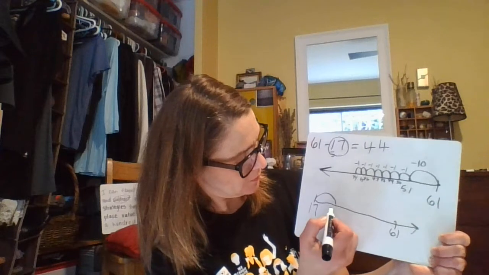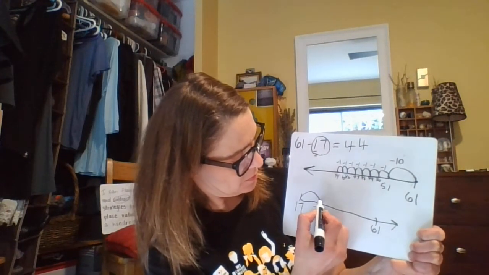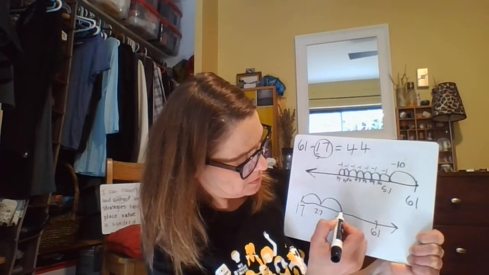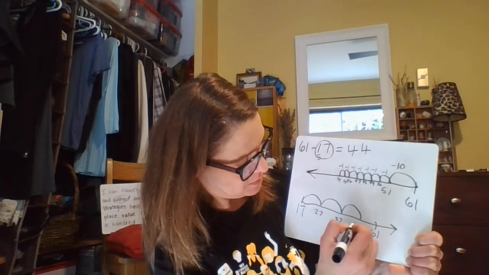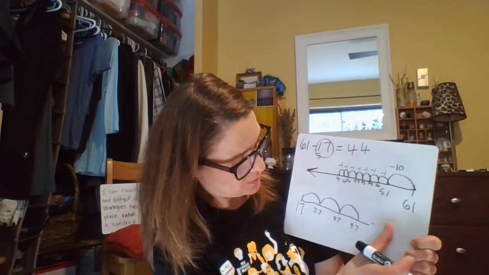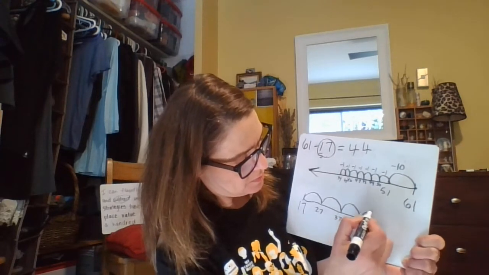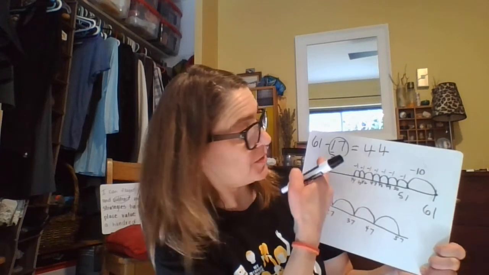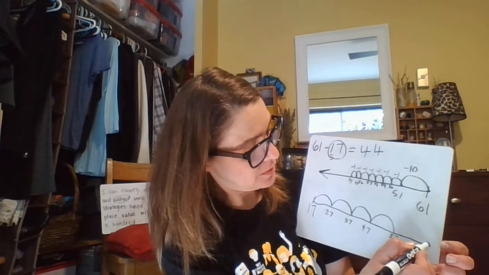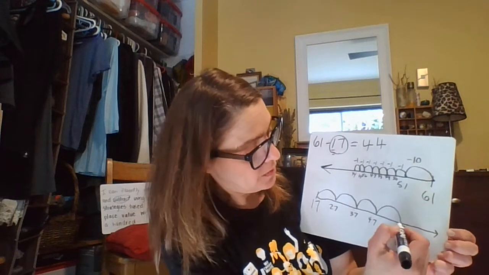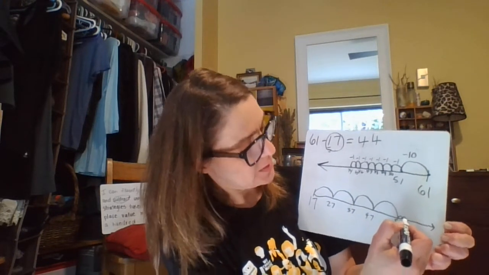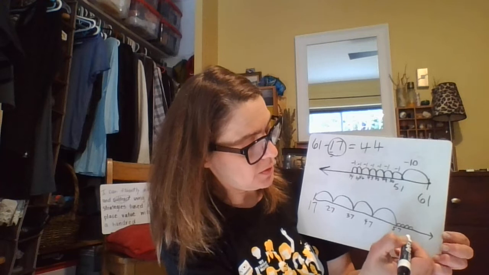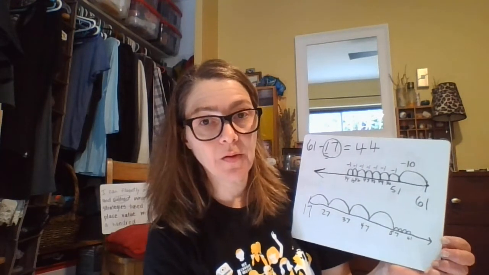17, 27. Am I there yet? No. 37. Am I there yet? No. 47. Am I there yet? Nope. Whoops, looks like I put the 61 too close. 57. Are we there yet? No. But if we go to 67, it's going to be too much. So now we got to count by ones. 58, 59, 60, 61. So those are all ones, and then I can label the 61 down there.